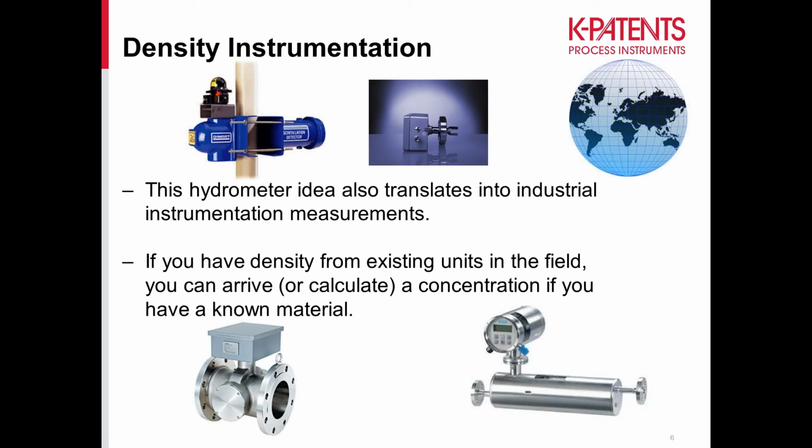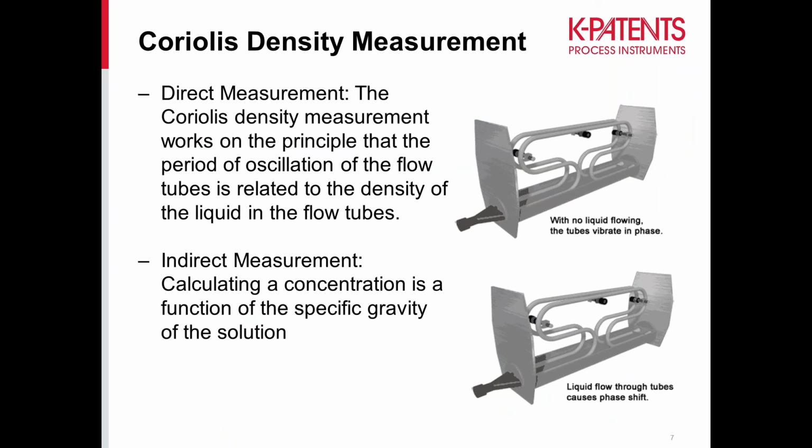Now specifically, I'm going to focus on Coriolis density measurements. I find these to be the most common way in industry of calculating concentration. And we'll talk a little bit about why I think that is, but the density measurement for Coriolis is a direct measurement. It works on the principle that the period of oscillation of the flow tubes is related to the density of the liquid in the flow tubes.